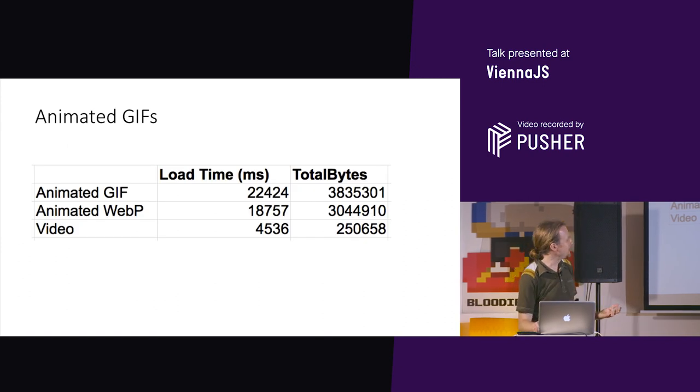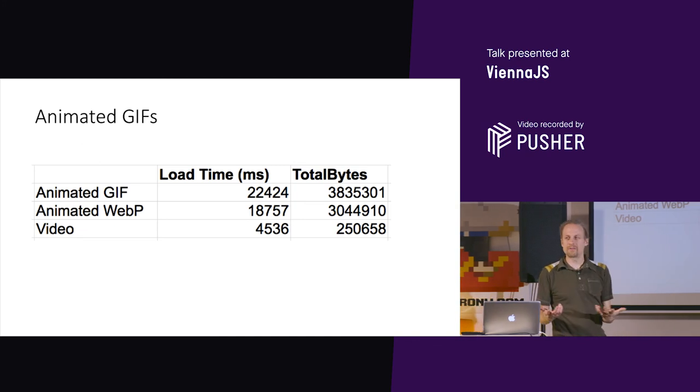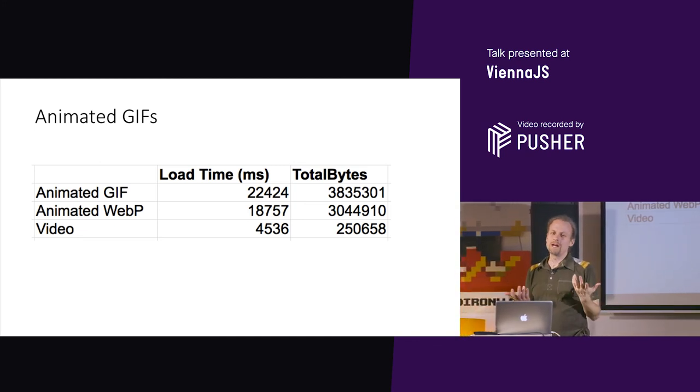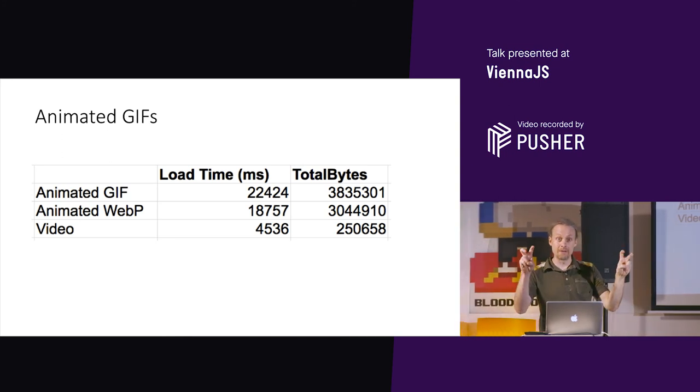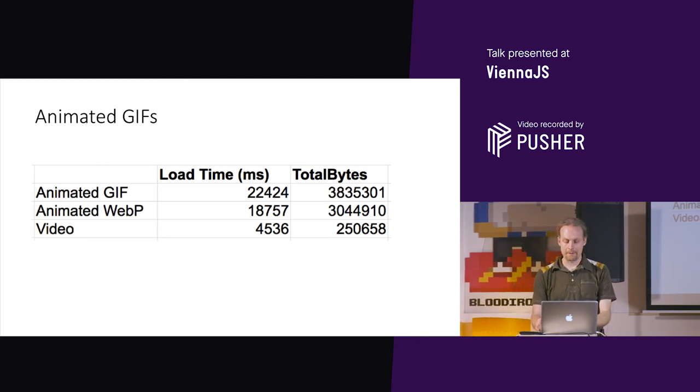So that animated GIF of Nora, the goat, takes 22 seconds to load on a 3G connection. If I make it a movie, it takes 4.5 seconds. It's sort of a no-brainer. We're gonna make that GIF appear a lot faster if we use it as a video. WebP has an animated format too. It doesn't save you a whole lot.